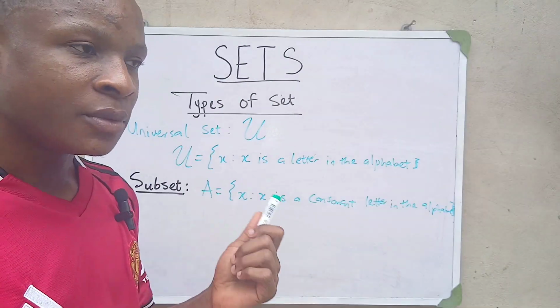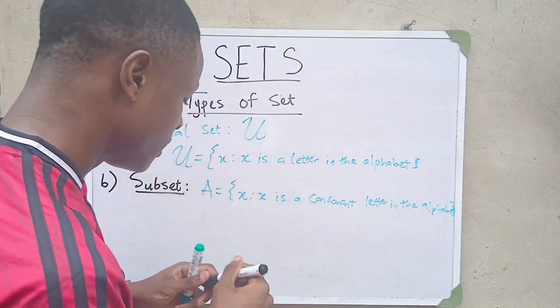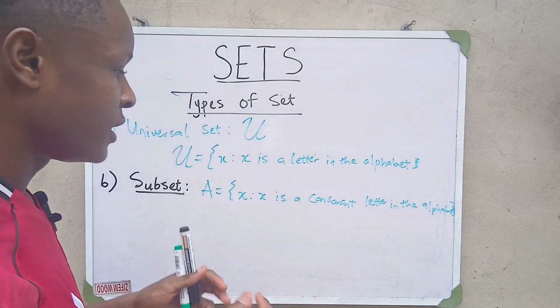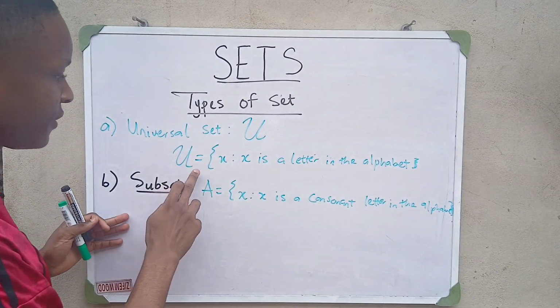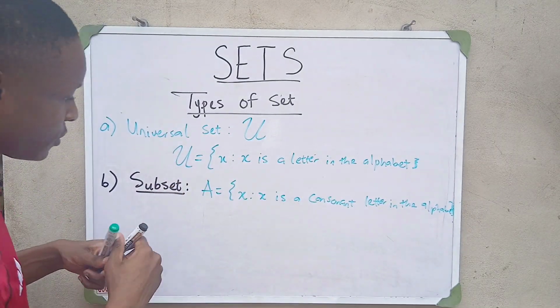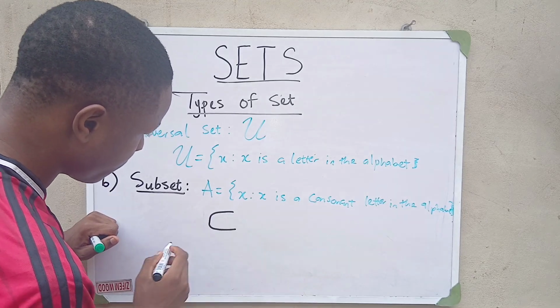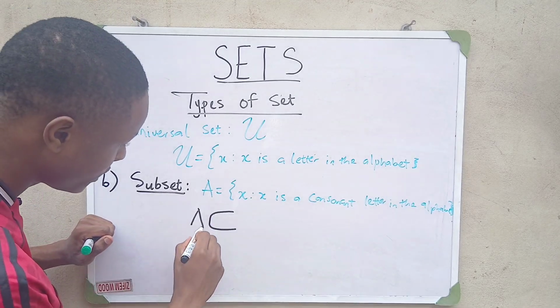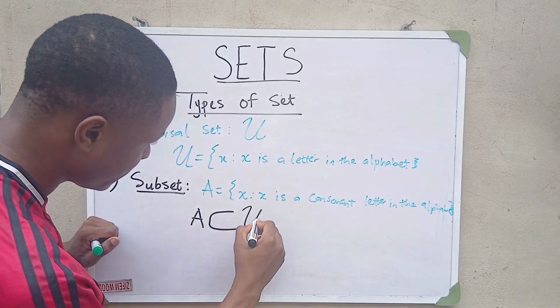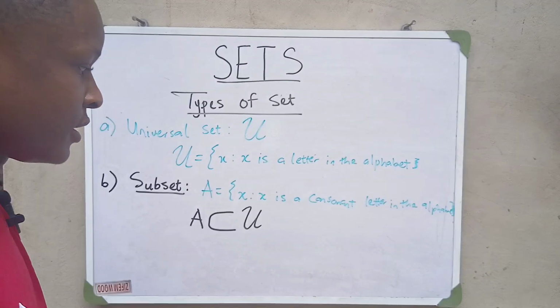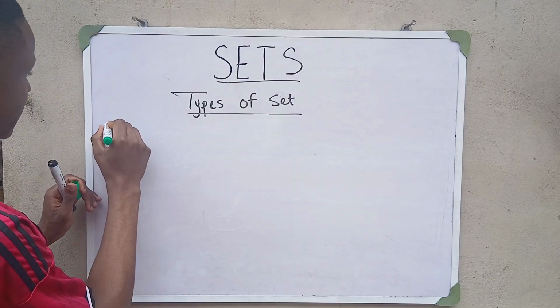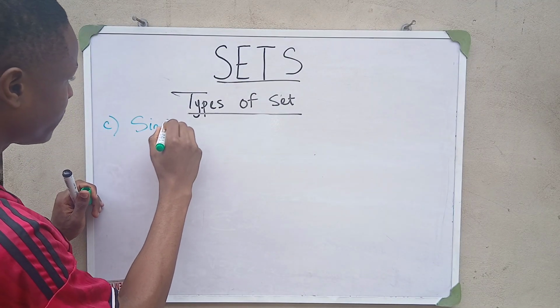We also have a symbol for writing subsets. If we want to say that A is a subset of the universal set, we use this symbol. So we can say A is a subset of the universal set. This is how it is written. The next type of set we have is called the singleton set.